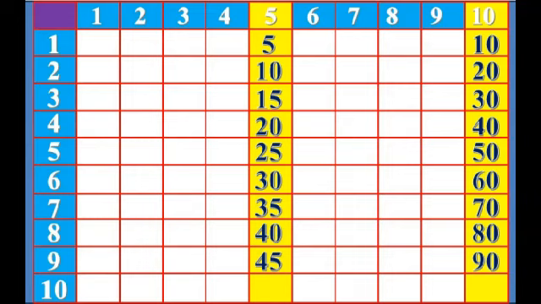What is 10 times 5? 10 times 5 is equal to 50. 50 times 2 is equal to 100.